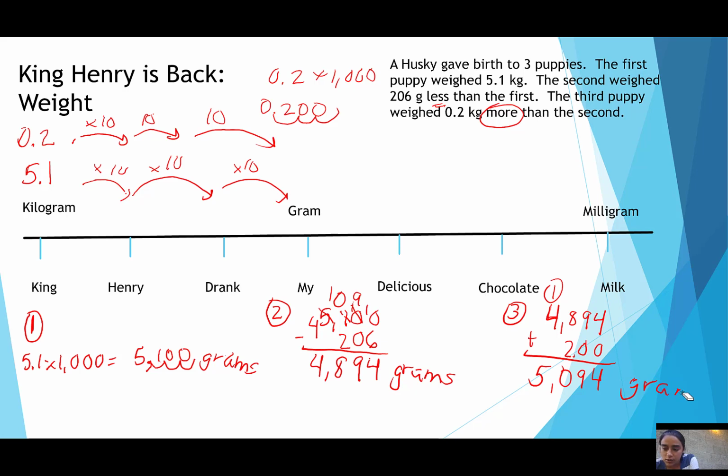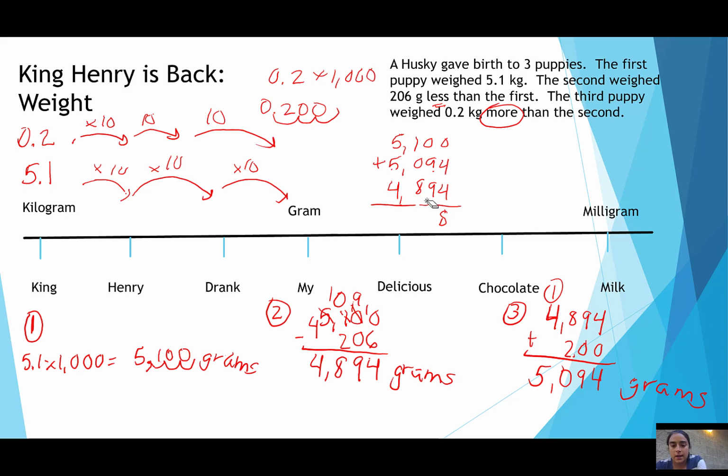Now, to answer our question, the problem had 2 situations. One, they want to know the total weight of all the puppies in grams. So I'm just going to add those numbers up. Okay, so let's see. I'm going to add 5,100 plus 5,094 plus 4,894. Just adding a normal addition problem.